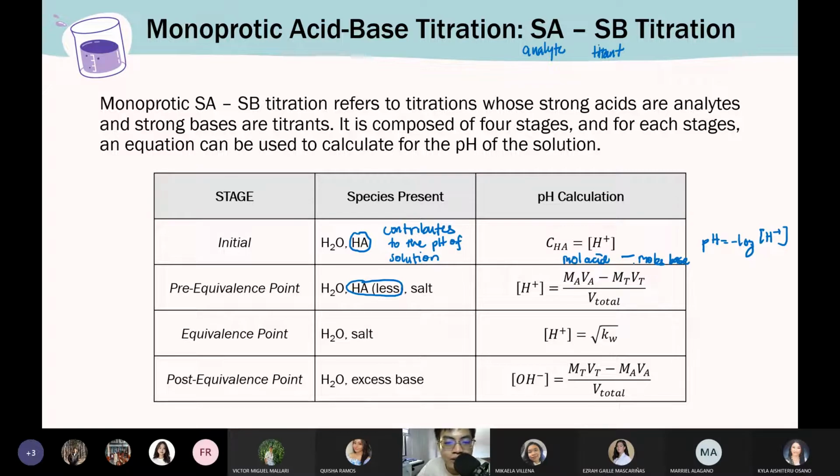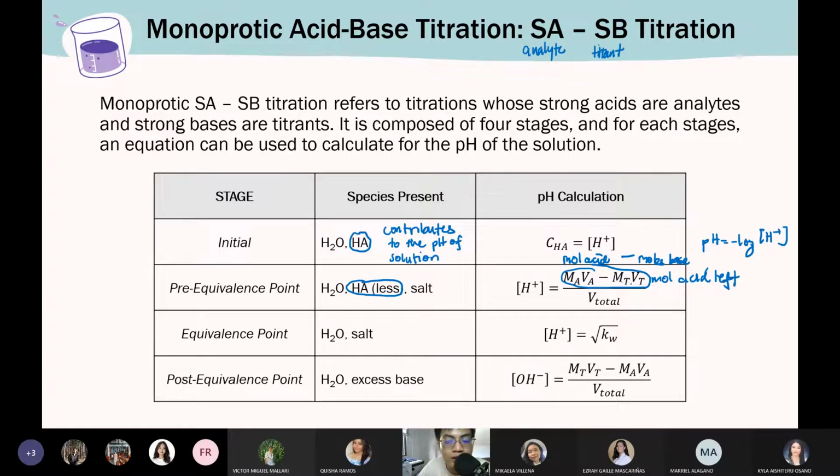So, mole acid minus the mole base or MAVA minus MTVT. Yung moles yung nababawasan. Kaya ganyan yung equation. So, to get the mole of the acid, that is just MAVA, molarity analyte, volume analyte. To get the moles of the base that reacted with the acid, the equation is just molarity titrant, volume titrant. So this difference will give you moles of acid left.